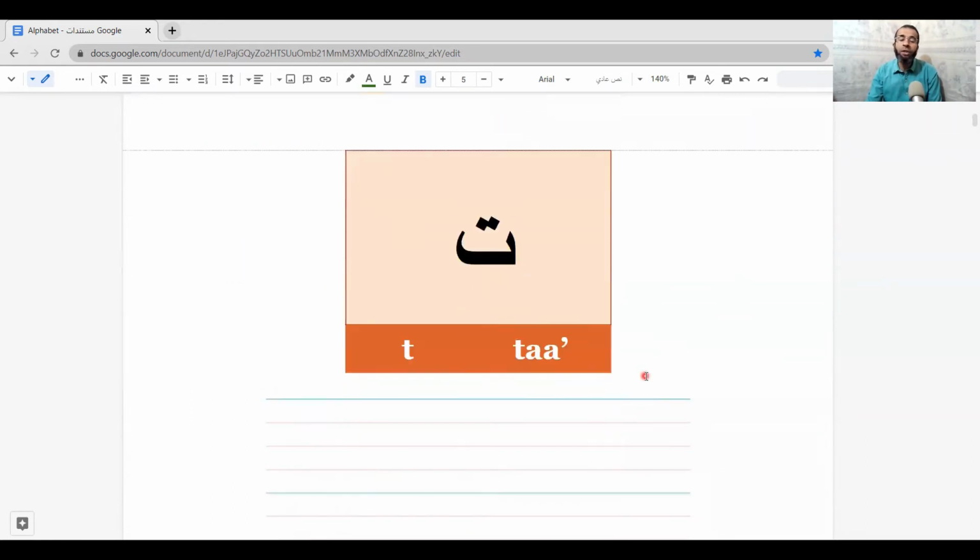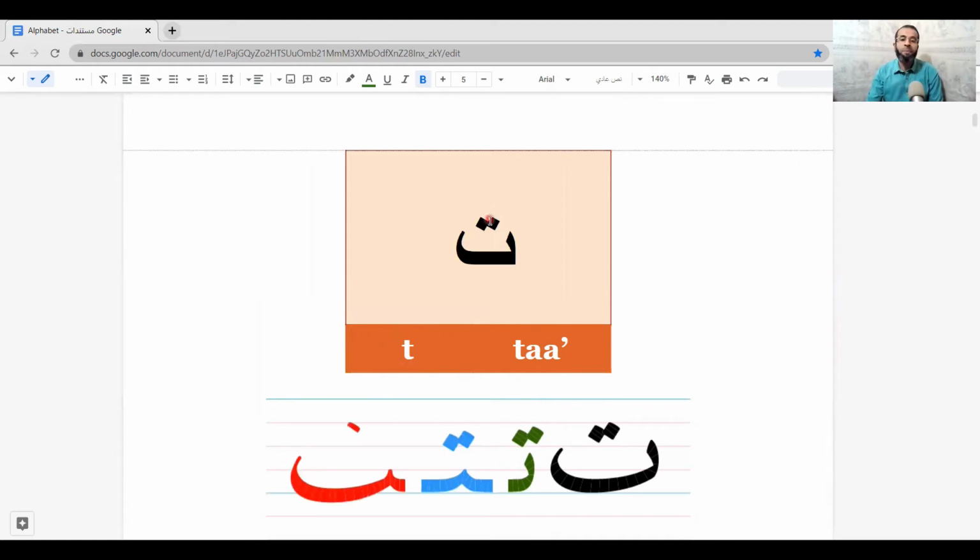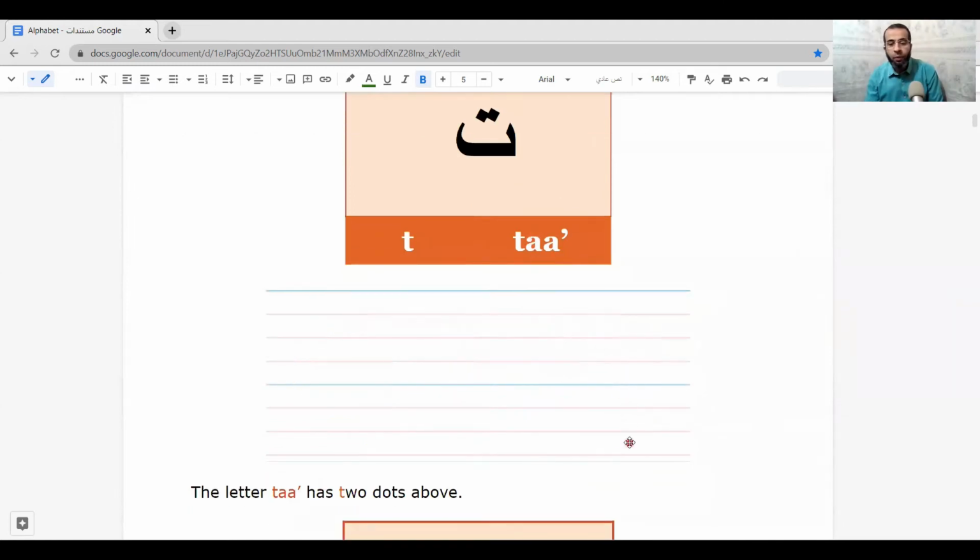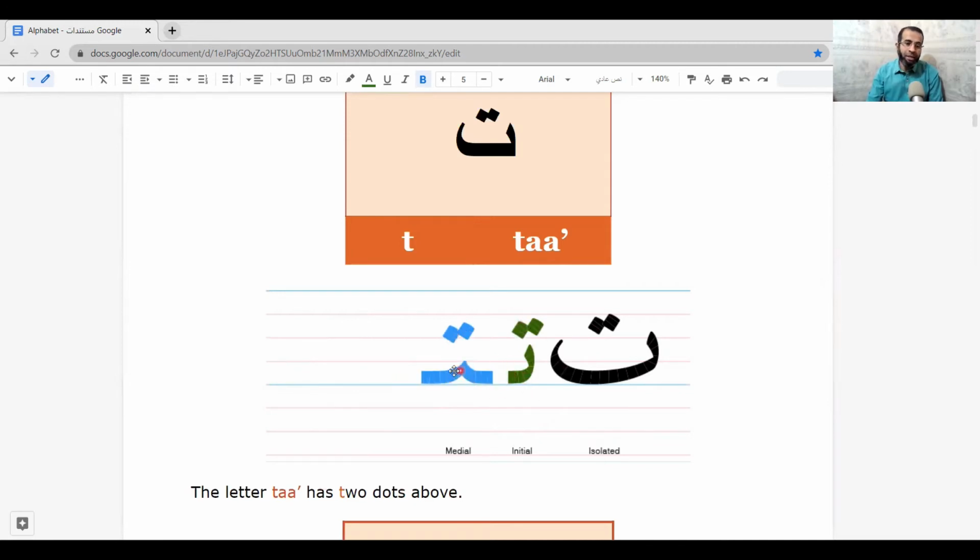Now we go to a new letter, which is this. It's called ta. So this letter, its name is ta, and its sound is ta. You see, it has two dots. It's written like this when it is isolated, with two dots above. When it is initial, in the beginning of the word, it's like this, followed by the following letter. When it is in the middle, it's preceded by a letter and followed by another one. And when it is at the end, it's like this.